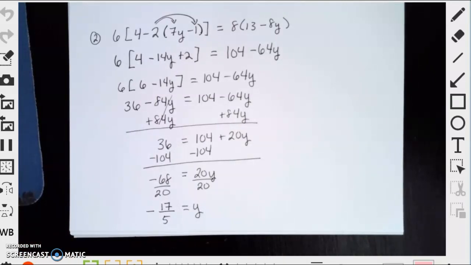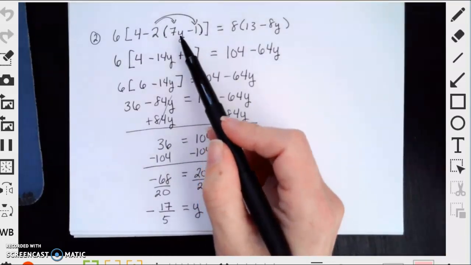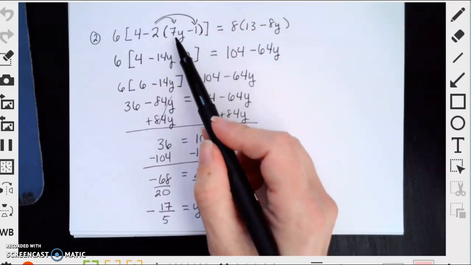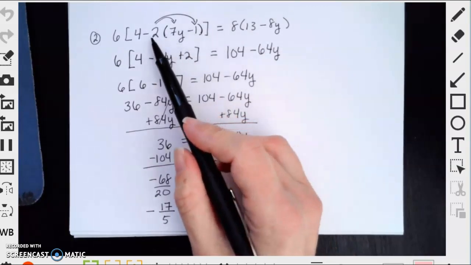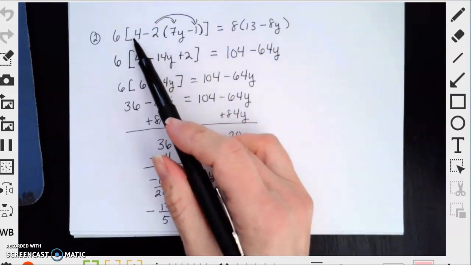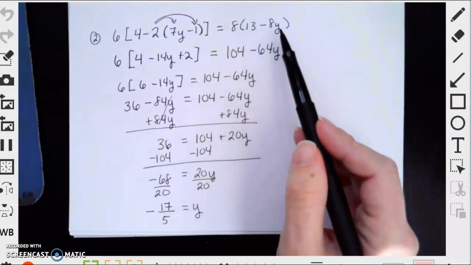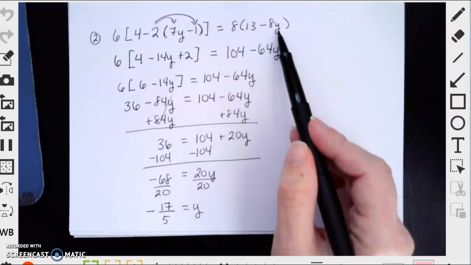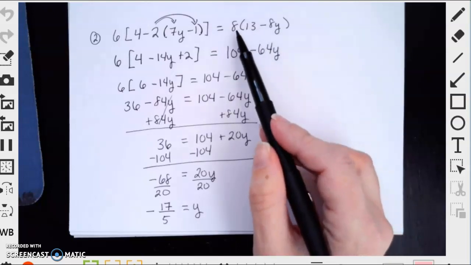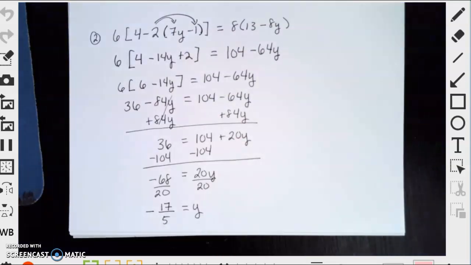I'll leave this check to you, but you could certainly take this value, negative 17/5, and plug it in for y. You could use a calculator even if you wanted to. Go through the order of operations: 7 times that value, then subtract 1, then multiply by negative 2, add 4, times 6, and write down whatever answer you get. Then do the same thing on the other side. Negative 8 times negative 17 over 5, add the 13, and then multiply that by 8, and you should have the same result as what you got on the left-hand side of the equation.